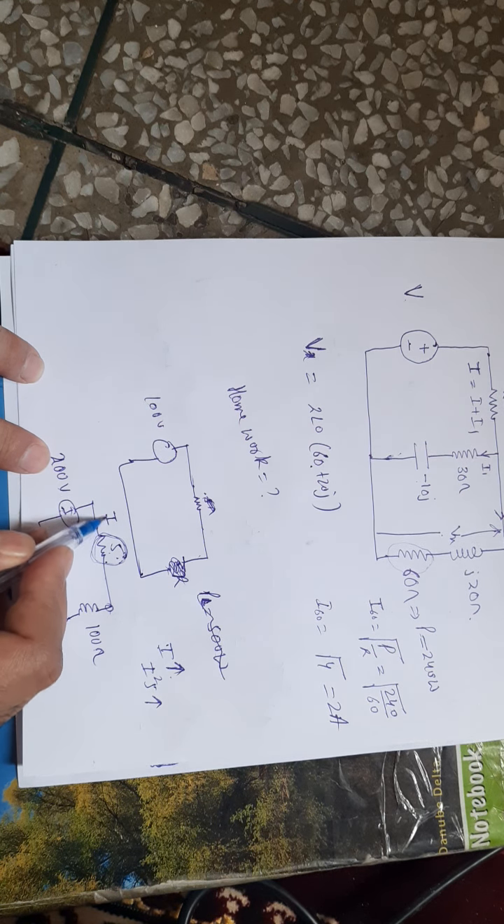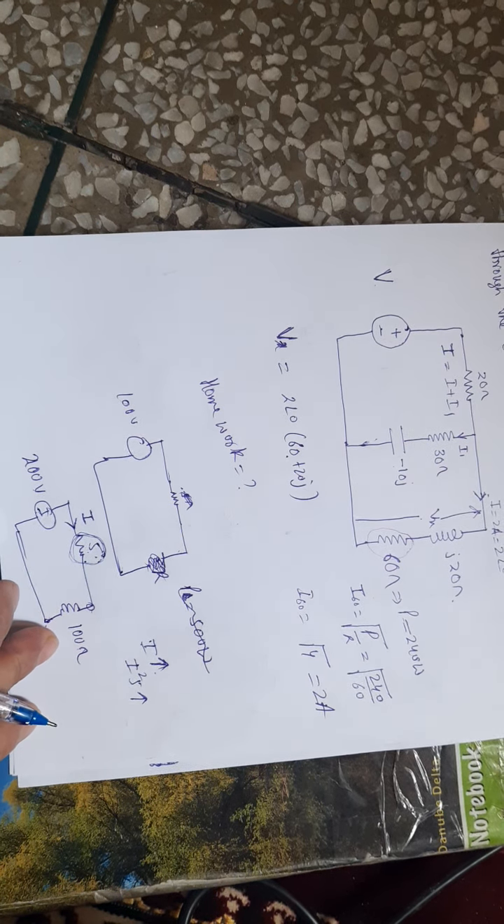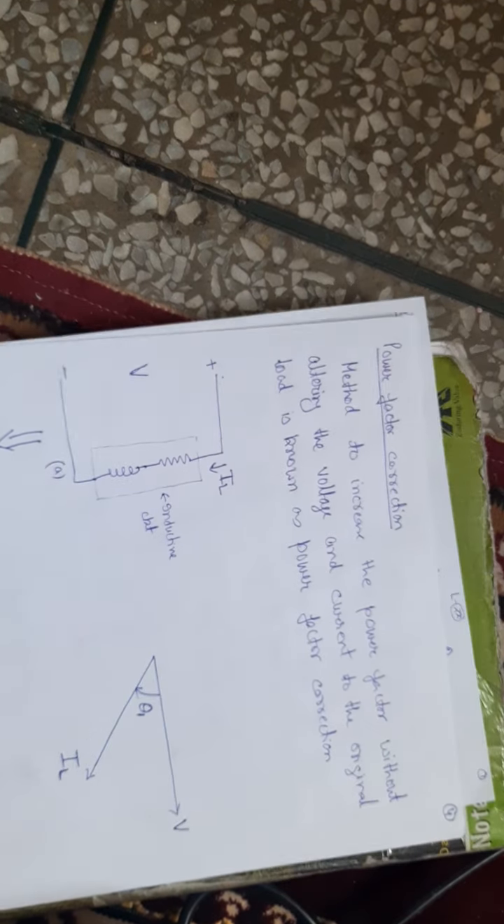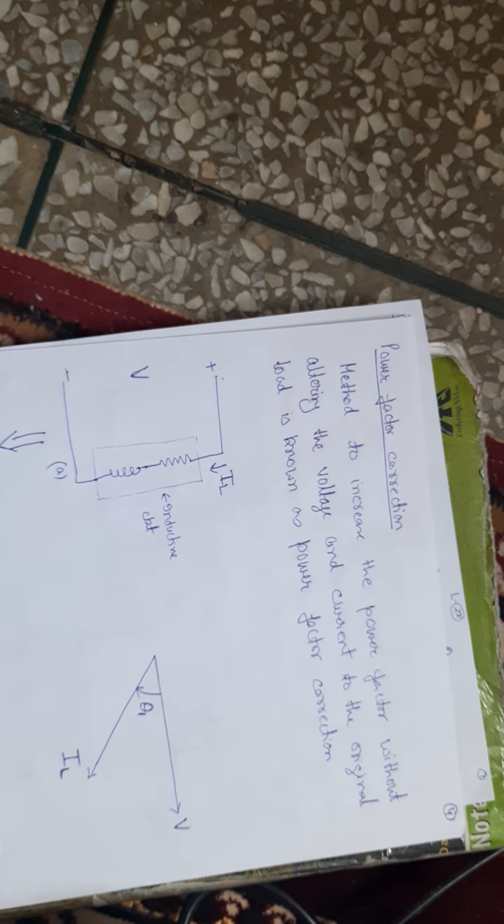Okay, so how can you reduce the current? I will show you with the help of this phasor diagram, in the power factor correction method, how you will reduce the current. Power factor correction is nothing but the method by which we increase the power factor of the load, the power factor of the circuit, without altering the voltage or current to the original load. And this method is known as power factor correction.